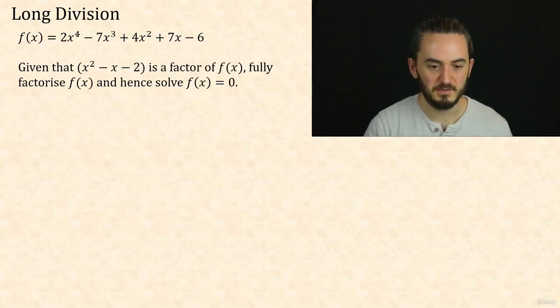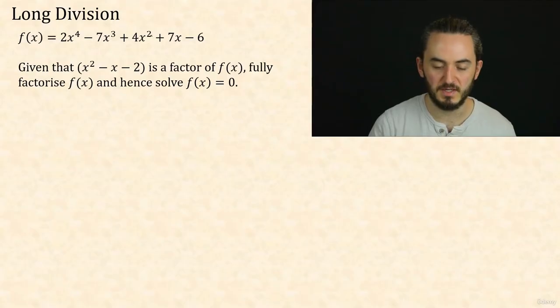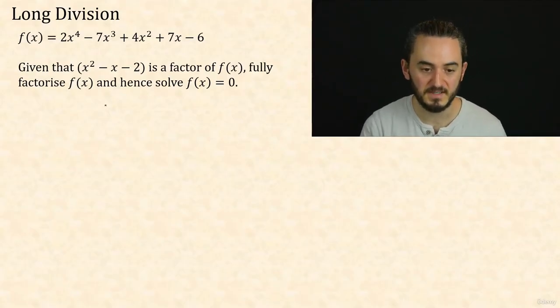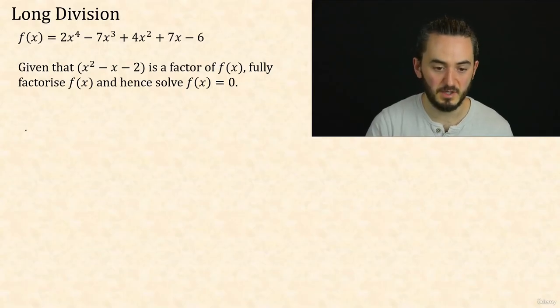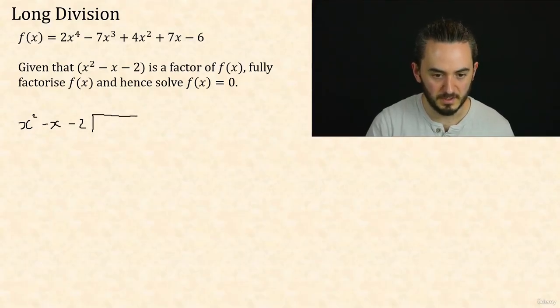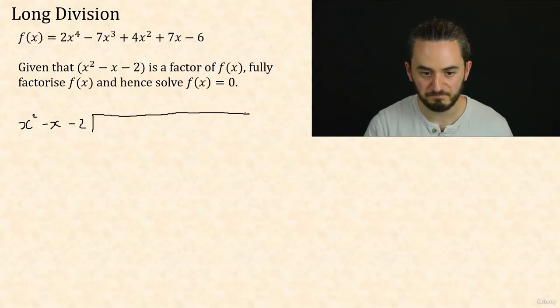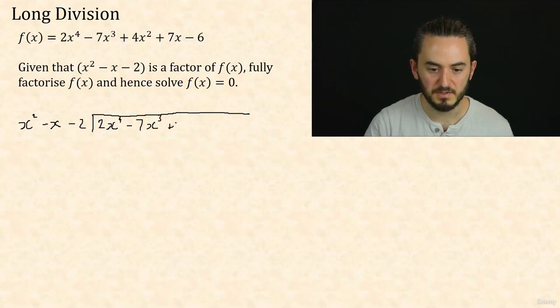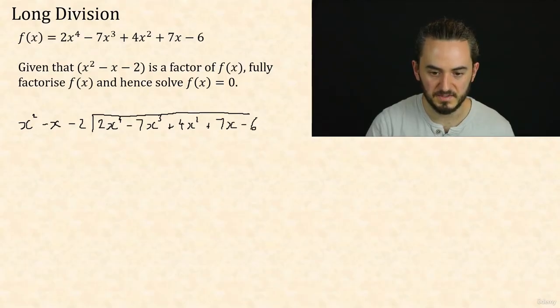Okay, 2x to the 4 minus 7x cubed plus 4x squared plus 7x minus 6, and given that x squared minus x minus 2 is a factor, fully factorised. So we can divide by quadratics as well. So this is going to be a bit of a monster of a division, but it's our last example, so we can use all of our last remaining energy to do this. So my thing I'm dividing is 2x to the 4 minus 7x cubed plus 4x squared plus 7x minus 6.